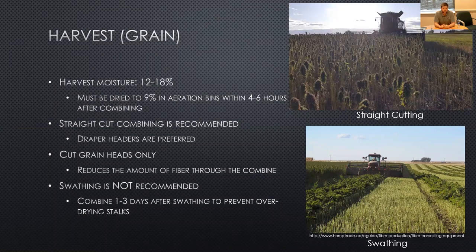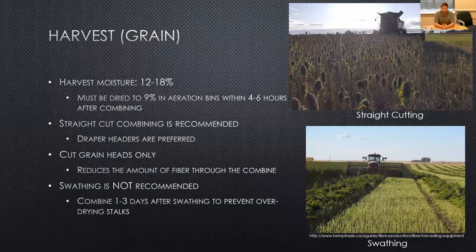And with our straight cut method, draper headers are the preferred equipment to use. Our auger headers tend to allow more slugs going through the combine, which can increase the potential of the fiber wrapping around shafts and bearings. The fiber wrapping is the reason why we prefer straight cutting as opposed to swathing, which is the bottom photo here. There is just a tremendous amount of fiber going through the machine with a swath that size.